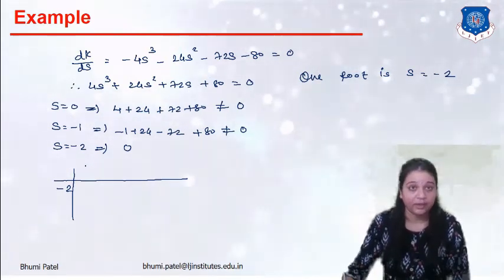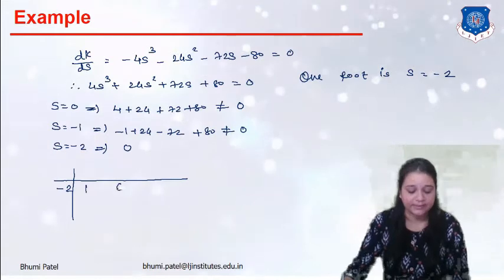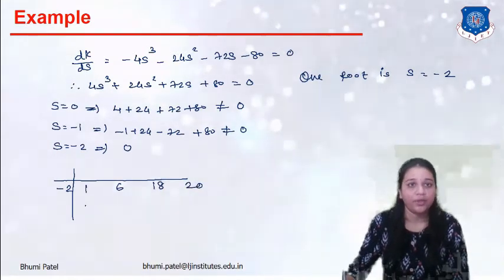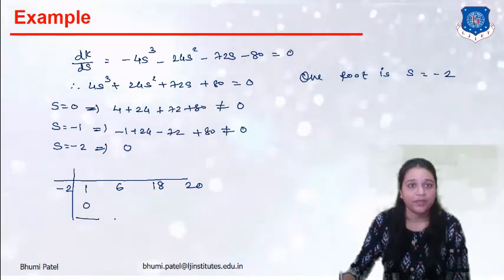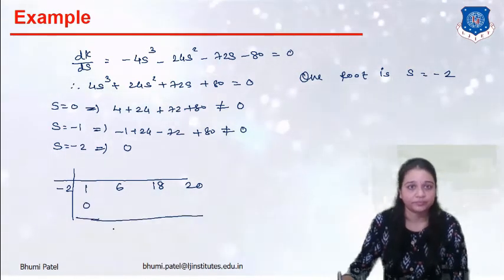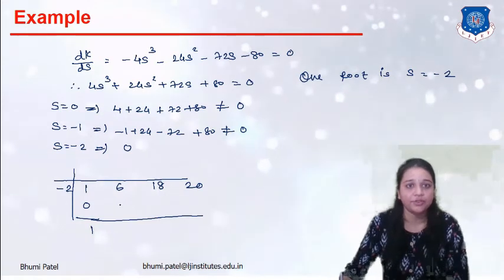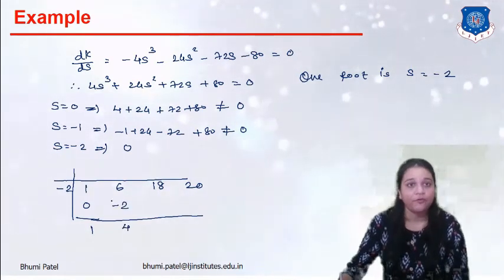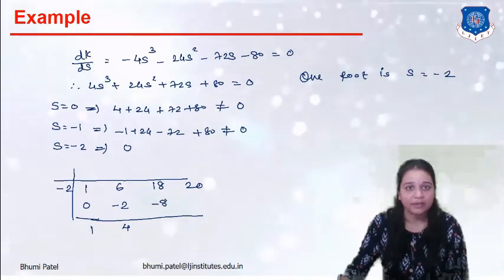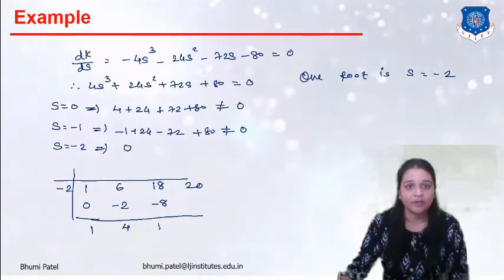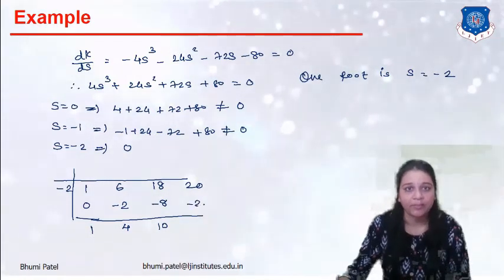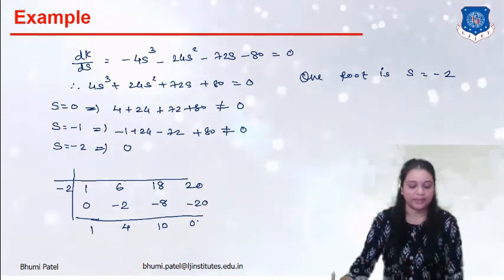So we can get 1, 6, 18 and 20. Okay, now put here 0. So 1 plus 0 that means 1. Now 1 into minus 2 that means minus 2, 6 minus 2 that means 4, 4 into minus 2 that means minus 8, 18 minus 8 is equal to 10 and 10 into minus 2 that is minus 20, and that is equal to 0.